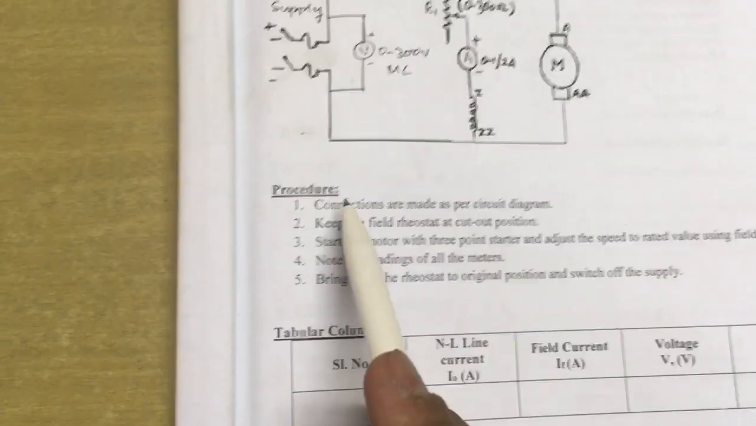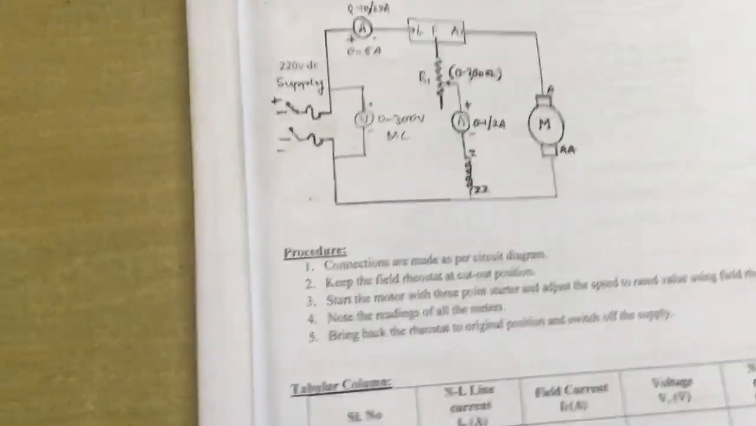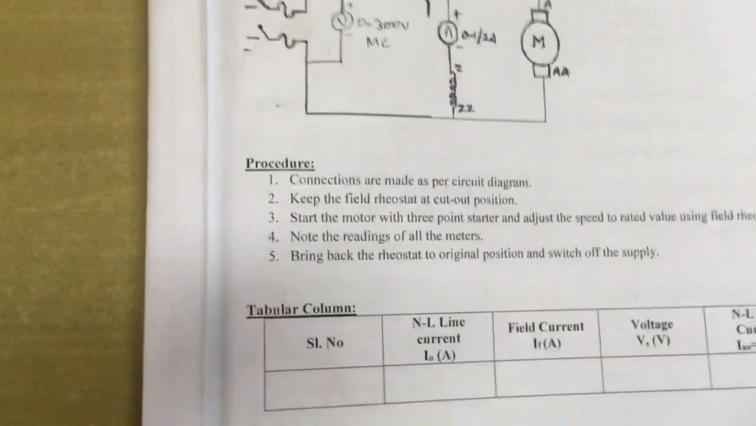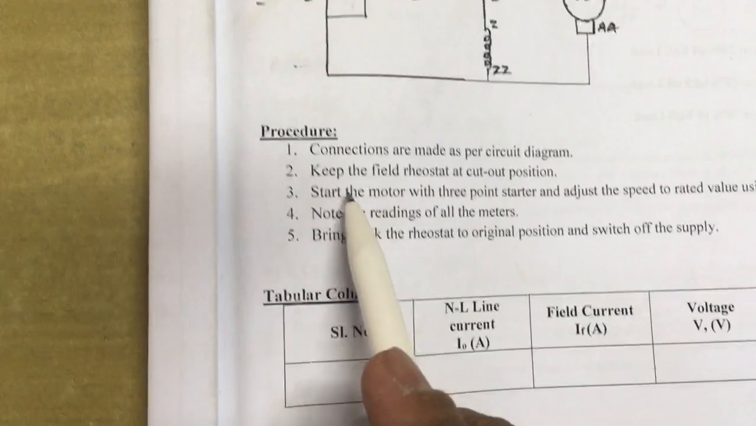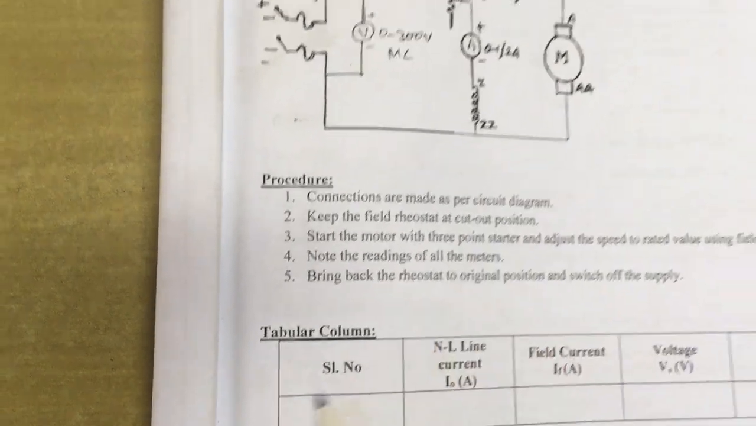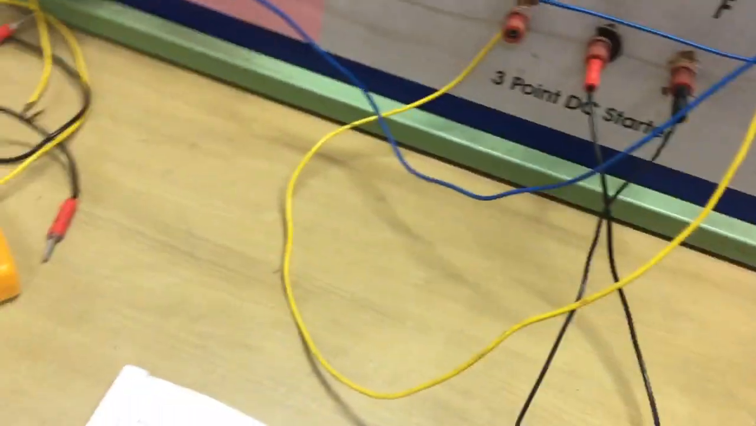I will look into the procedure. Okay, so connections are made as per the circuit diagram. We have done the connections as per the circuit diagram. Then keep the field rheostat at cutout position. Now I have to keep the field rheostat at cutout position.